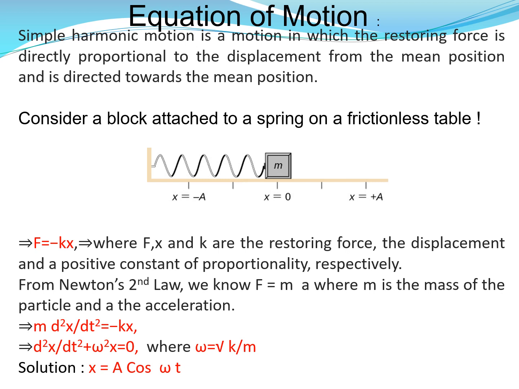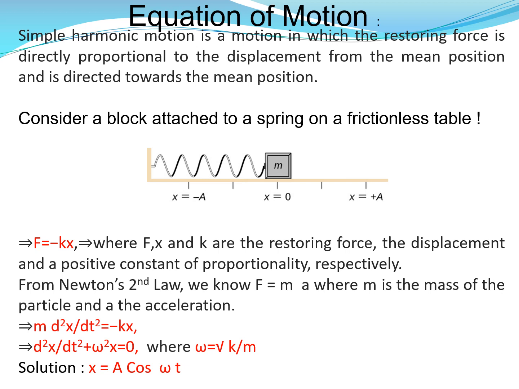And as I bring the m to the other side, it takes this form: d square x by dt square plus omega square x equal to 0, where this constant omega is equal to root of k by m. Now this equation is called the equation of the spring mass system, the simple harmonic motion. It is a second order differential equation.